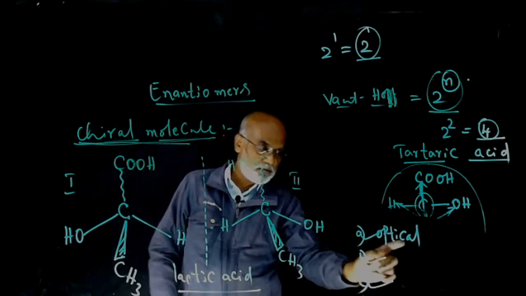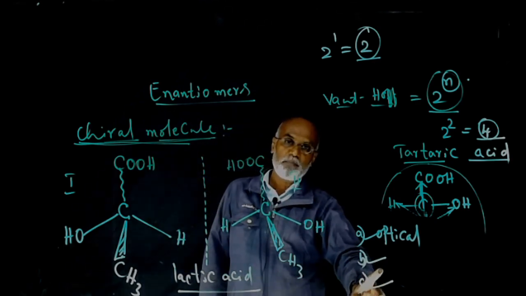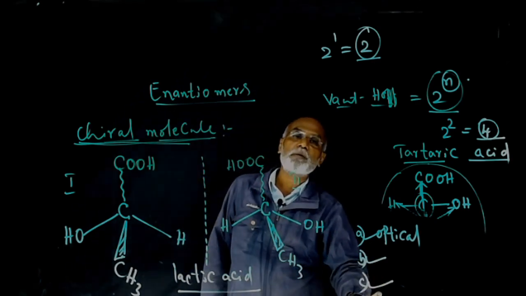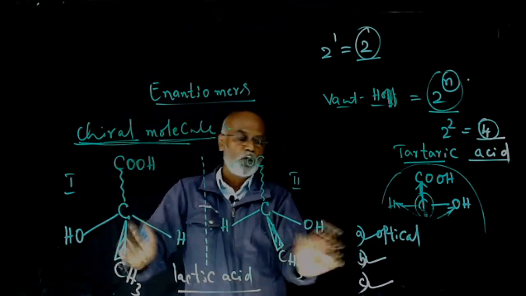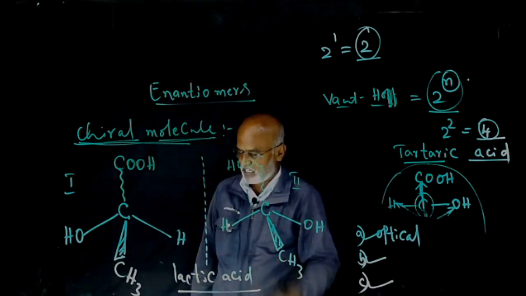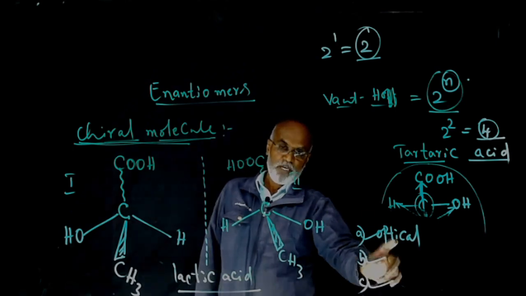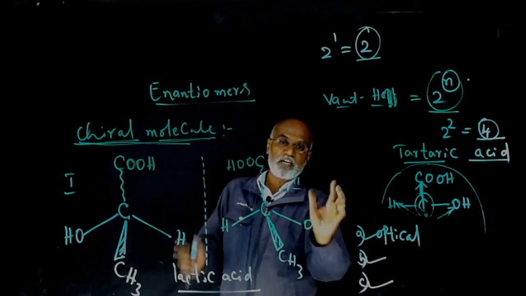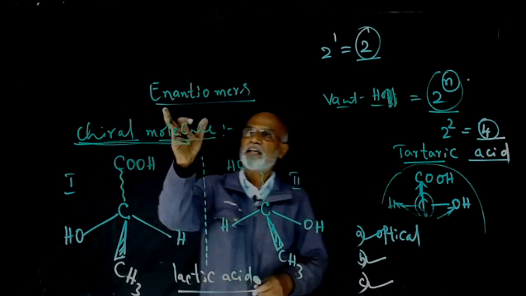The two molecules must be optical isomers. They must be related with each other as an object and mirror image, and they should be non-superimposable on one another. Any two structures or compounds or molecules which satisfy these three conditions are termed enantiomers. Enantiomers can be defined as a pair of optical isomers which are related with each other as an object and mirror image and non-superimposable on one another.